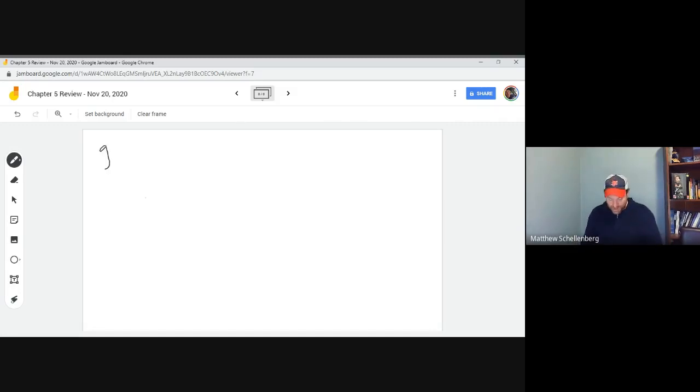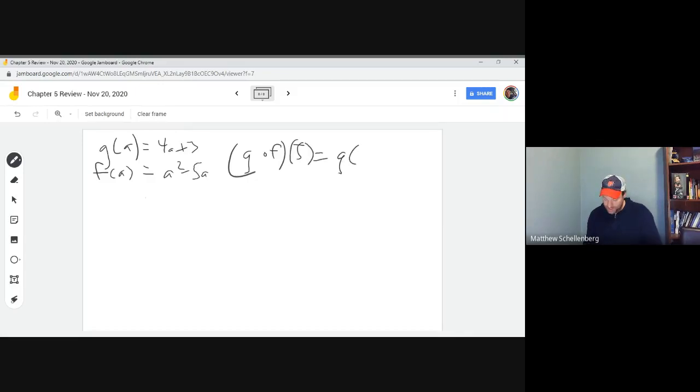So g of a equals 4a plus 3, and f of a equals a squared minus 5a. And they want to know g of f of 5. Okay, and we know that equals g of f of 5, like this. And so we want to figure that out.